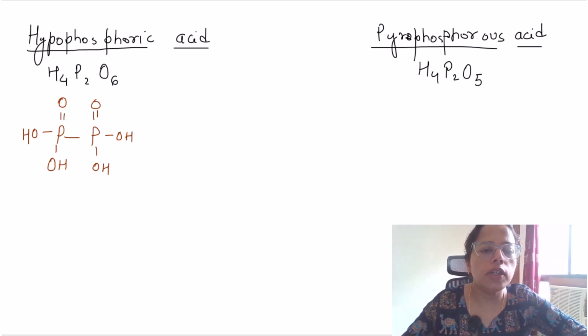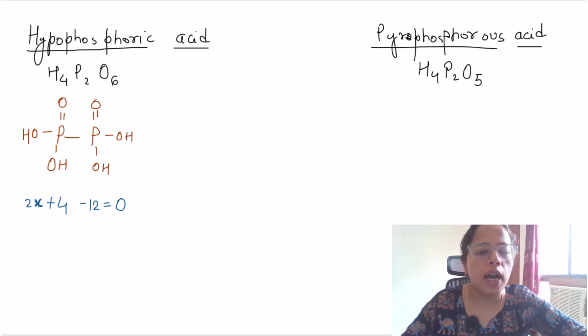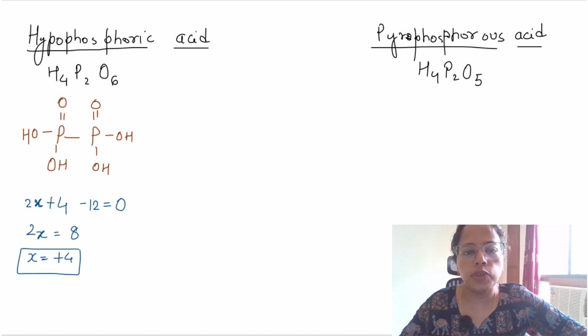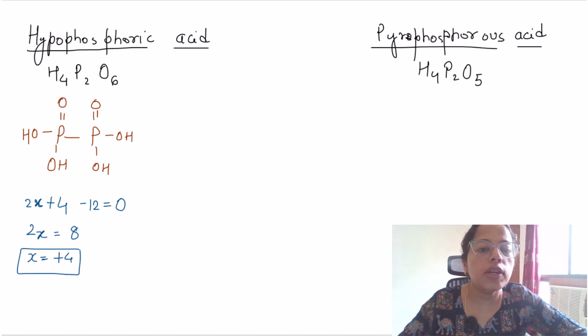Now we can very well calculate the oxidation states. So we have 2x for 2 phosphorus atoms. Then we have 4 hydrogens, so +4. And we have 6 oxygens, so -12, equal to 0. And 2x is 8, so x becomes +4. So +4 is the oxidation state of phosphorus in hypophosphoric acid. And how many acidic hydrogens? Since we have 4 OH groups, we have 4 hydrogens that can be easily donated. So the number of acidic hydrogens becomes 4.